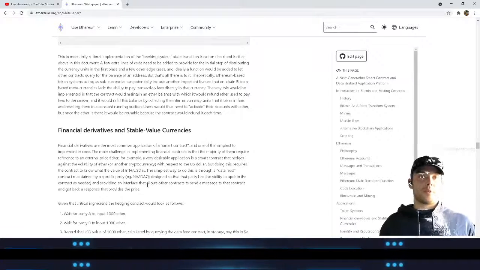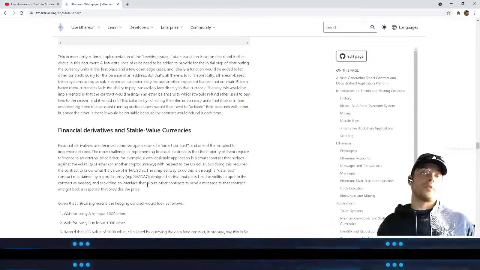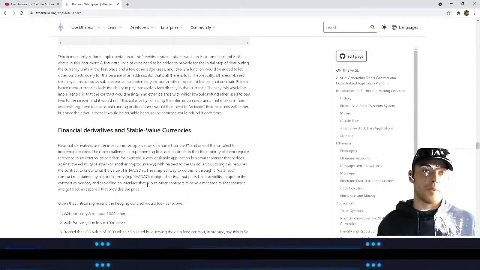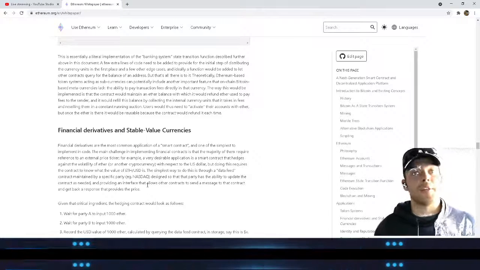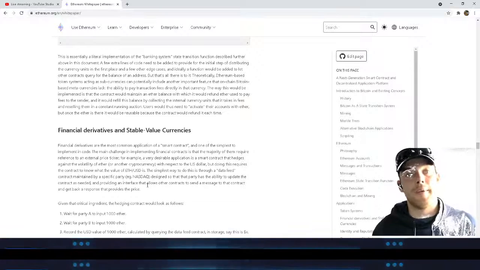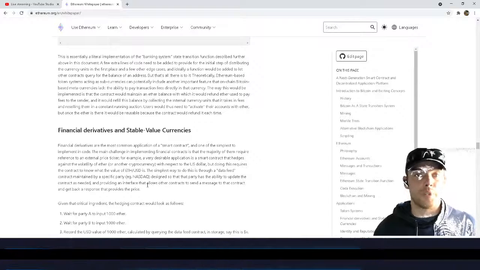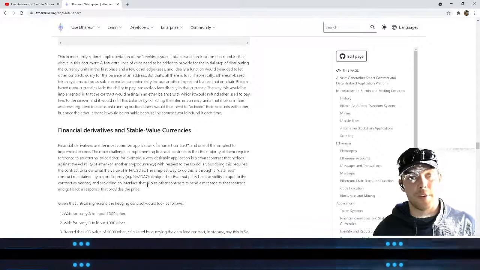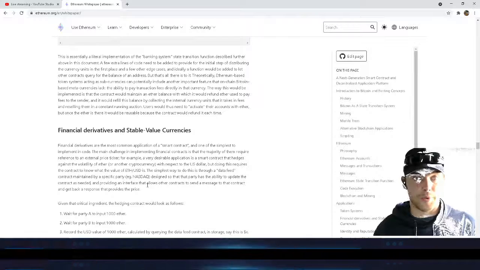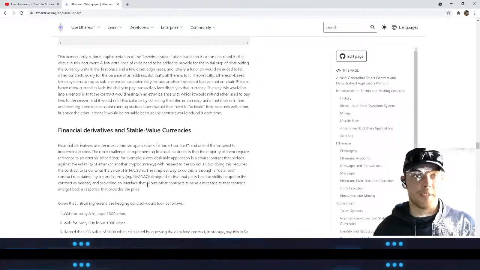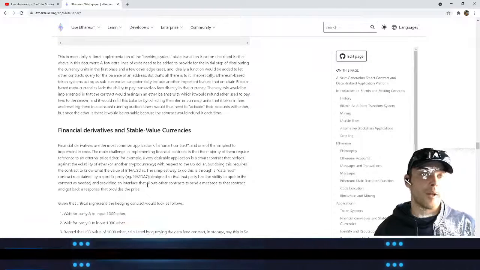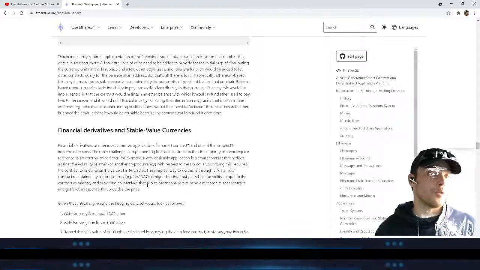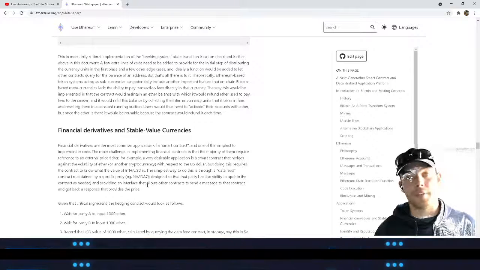Theoretically, Ethereum-based token systems acting as subcurrencies can potentially include another important feature that on-chain Bitcoin-based metacurrencies lack: the ability to pay transaction fees directly in that currency. The way this would be implemented is that the contract would maintain an Ether balance with which it would refund Ether used to pay fees to the sender, and it would refill this balance by collecting the internal currency units that it takes in fees and reselling them in a constant running auction. Users would thus need to activate their accounts with Ether, but once the Ether is there, it would be reusable because the contract would refund it each time.